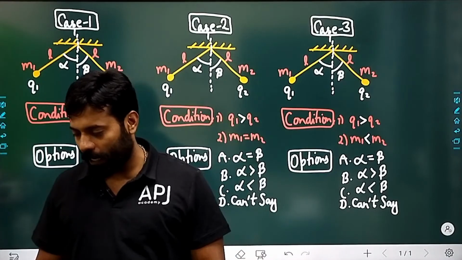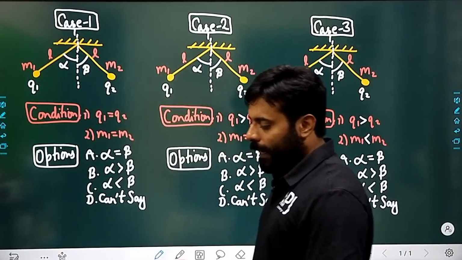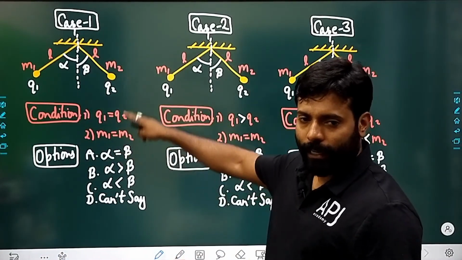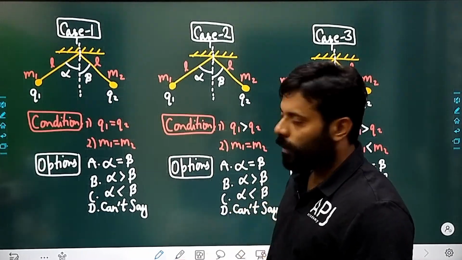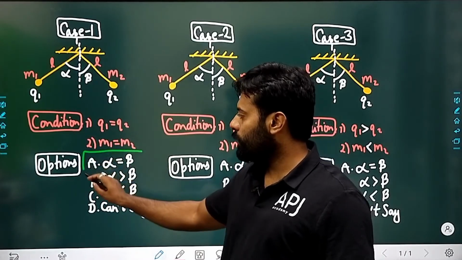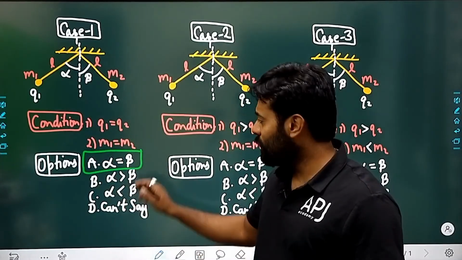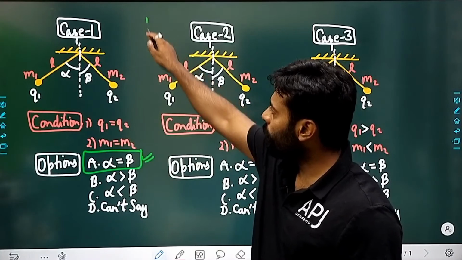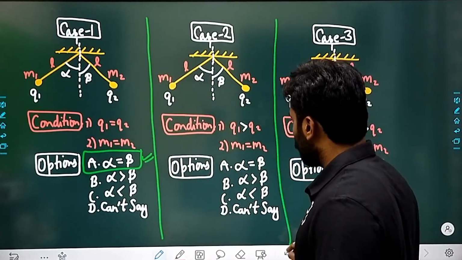Akshat is saying A, okay. A is for case 1, right? A is for case 1, okay. I'll explain all these cases. This is the correct answer for case 1. And what will it be for case 2?